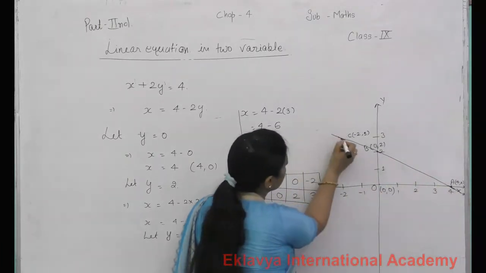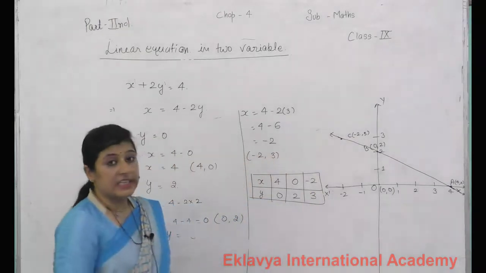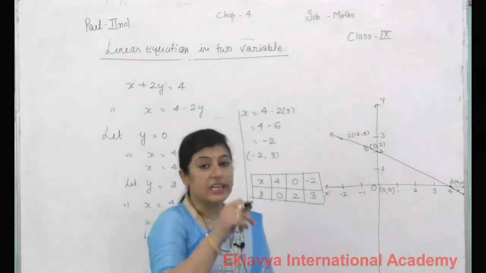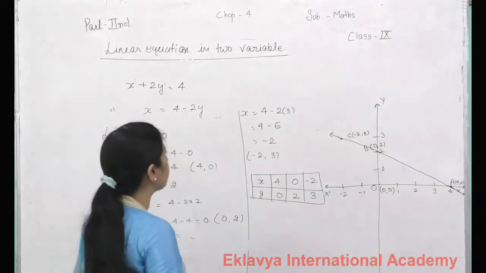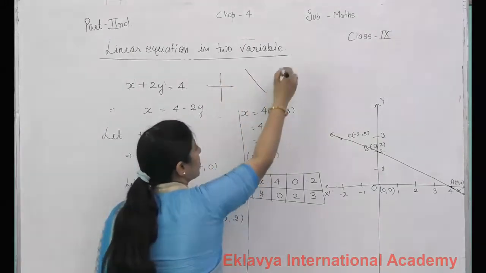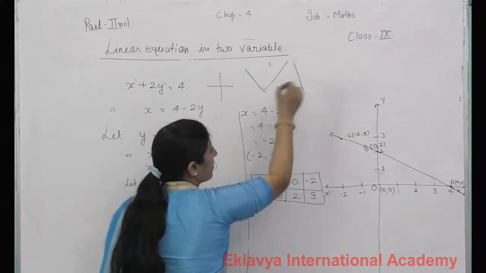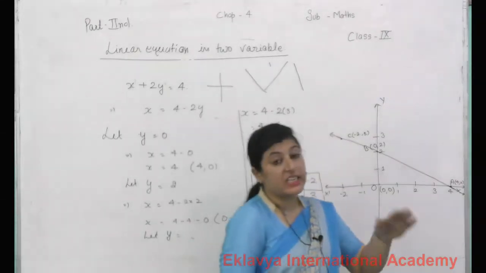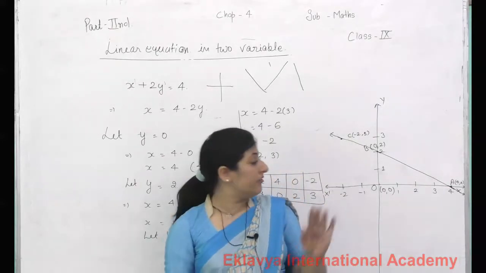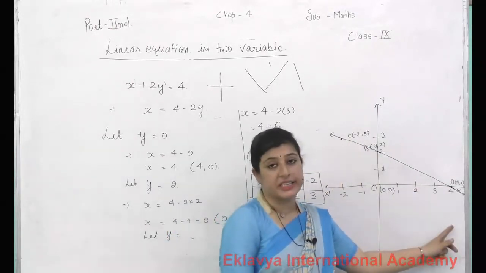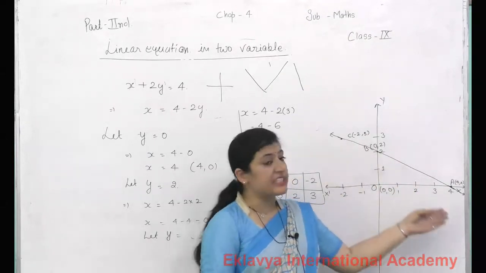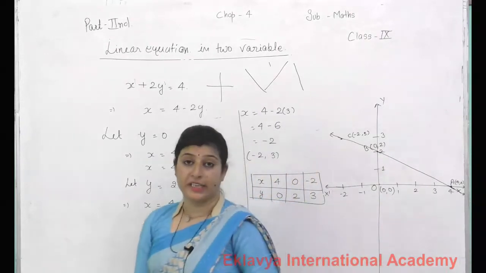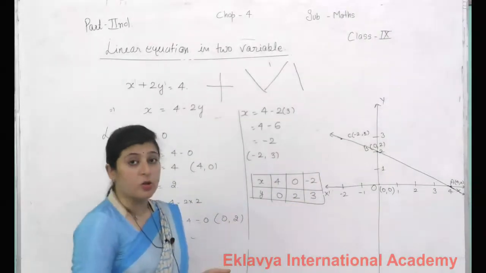This is a linear equation, so you always get the graph as a straight line. Straight line doesn't mean only this one. This is also a straight line, this is also a straight line, this one also a straight line. So for a linear equation in two variables, we always get the graph as a straight line. If you are not getting a straight line, if any point is outside this straight line, it means you are doing something wrong. Then check your answers, check your solutions.